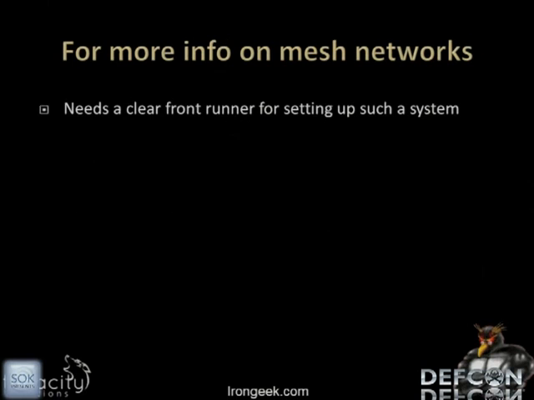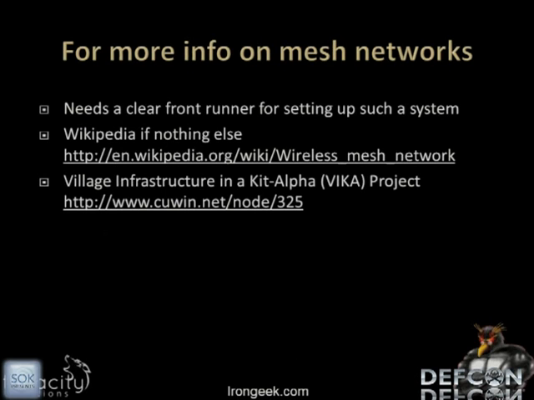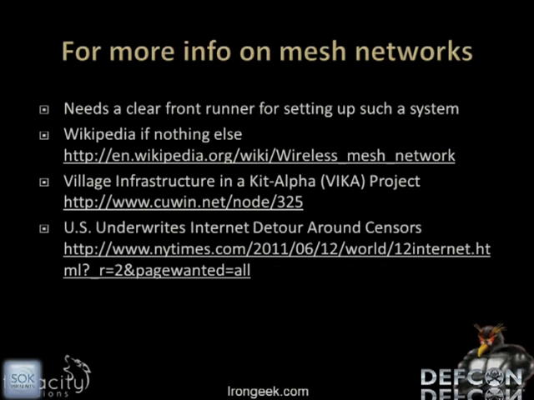All right, for more info on mesh networks, I got a few resources for you. I don't know of any clear front runner saying this is the technology we'd be able to use to quickly and cheaply deploy a bunch of nodes in a mesh network. Wikipedia has a few entries, of course. Also, there's the Village Infrastructure in a Kit alpha project you might want to check out. And maybe some of you have heard about the whole Internet in a Suitcase project. The New York Times had an article on that a while back where the U.S. government is funding money so they can send these basically internet in a box to various countries to help dissidents out.